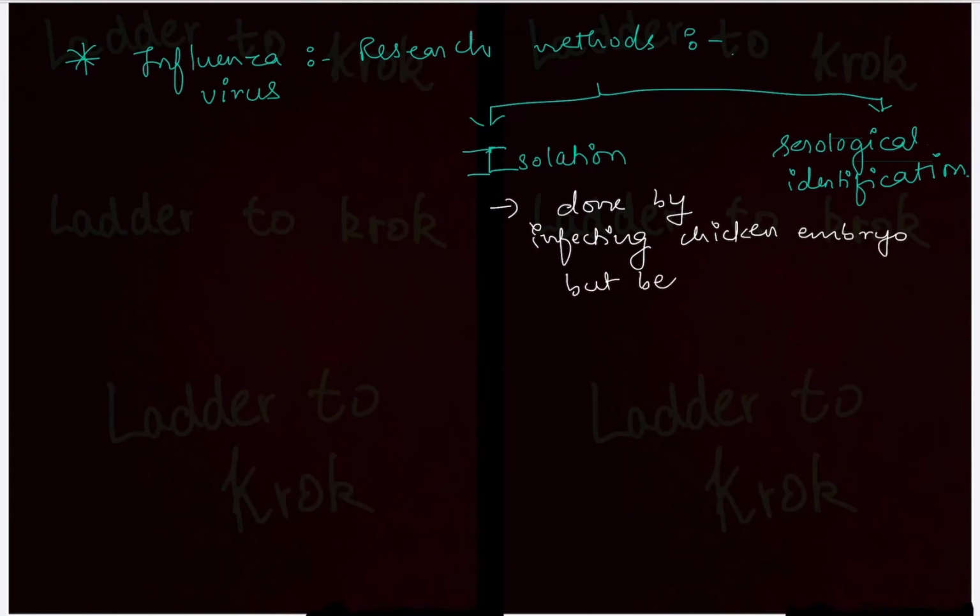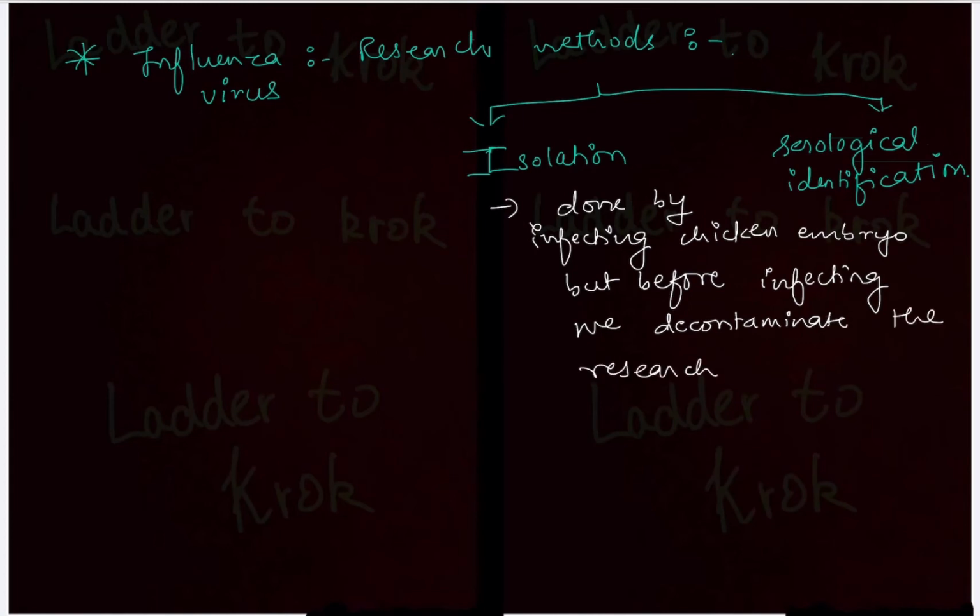But before infecting, we decontaminate the research material with streptomycin and penicillin. So what does it mean by isolation? Isolation is where you are infecting the chicken embryos. But before infecting them, you will be decontaminating the research material by using streptomycin and penicillin, basically antibiotics.